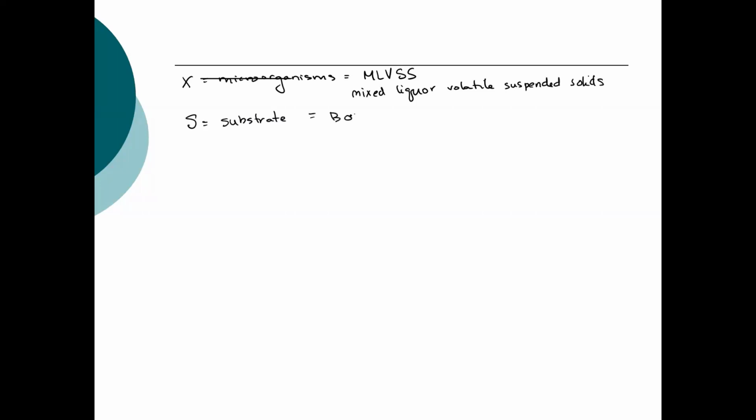X is the microorganism. Operationally, that is what we refer to as mixed liquor. So what is in that aeration tank is referred to as mixed liquor. Volatile suspended solids. And volatile because in the test that's done, the microorganisms can be combusted, they can be burned off, they're volatile, versus the inorganics that are left behind. And then S is our substrate. So that's the BOD. So operationally, this is our BOD.